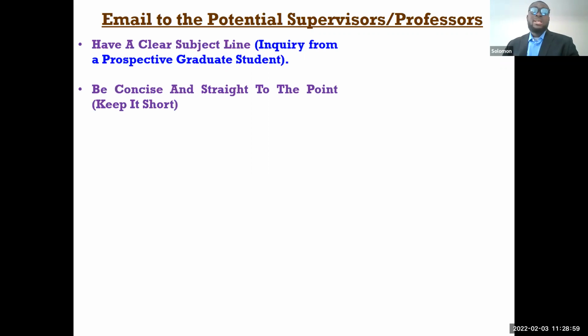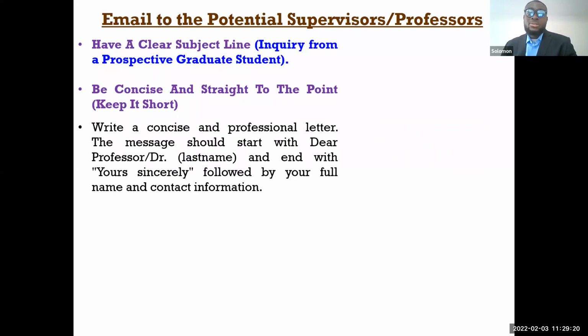Now, the most important thing is this one, you have to be concise and straight to the point. Don't waste anybody's time. You know why? Because there are a lot of people who are also sending emails to the prof, a lot of people. So if you are not concise and straight to the point and you don't keep it short, then the potential of even getting that email read is really, really low, right? So you have to write a concise and professional letter, straight to the point. You can start with dear Professor, hello, Professor A, B, and C, that kind of thing. And then you go straight to the point, all right?